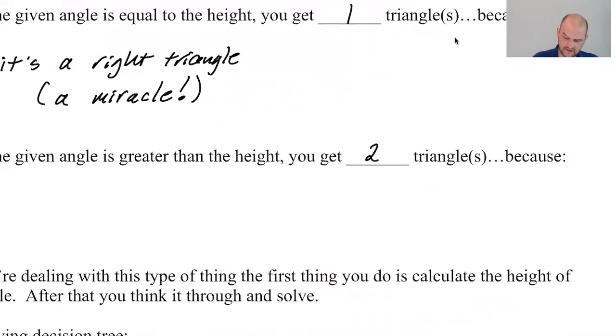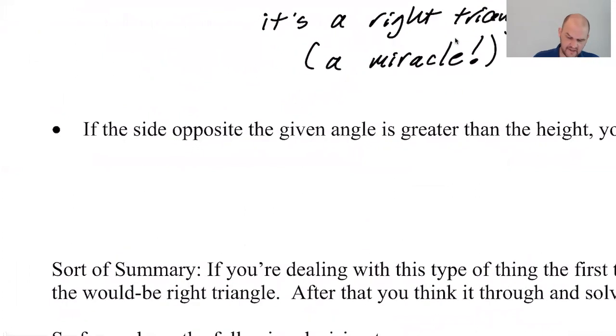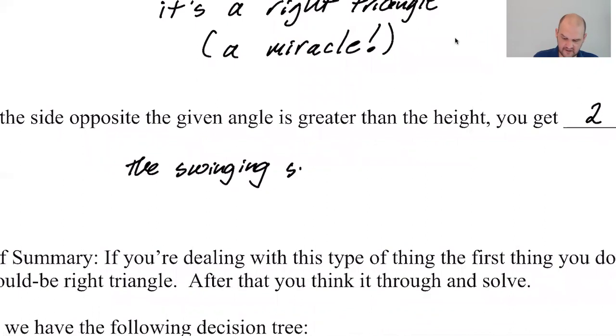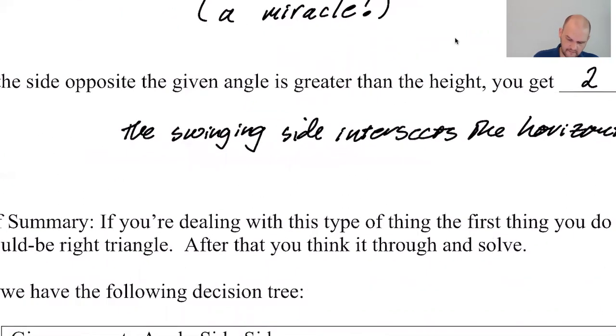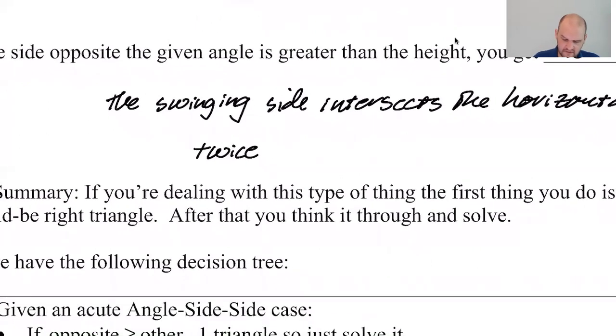So I'm going to say two triangles, because the swinging side intersects the horizontal twice. Go back to the GeoGebra sketch if you want to see it happen again. I guess it's twice on the same side as the angle, but whatever. I'm not going to bother saying that here.